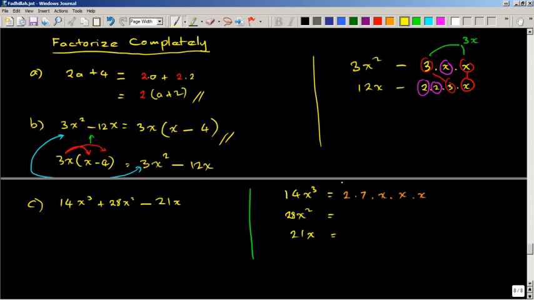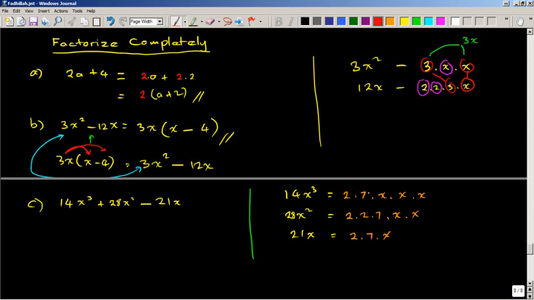Okay, what are the factors of 28? Step by step. 28 divided by 2 is what? 14. 2 and 14. Can 14 be factorized further? 2 and 7. So it becomes 2, 2, 7. And then x squared, just put x two times. Alright? Okay, what about the last one, 21x? Can you factorize 21x? 3 times 7 times x. Correct. Very good.